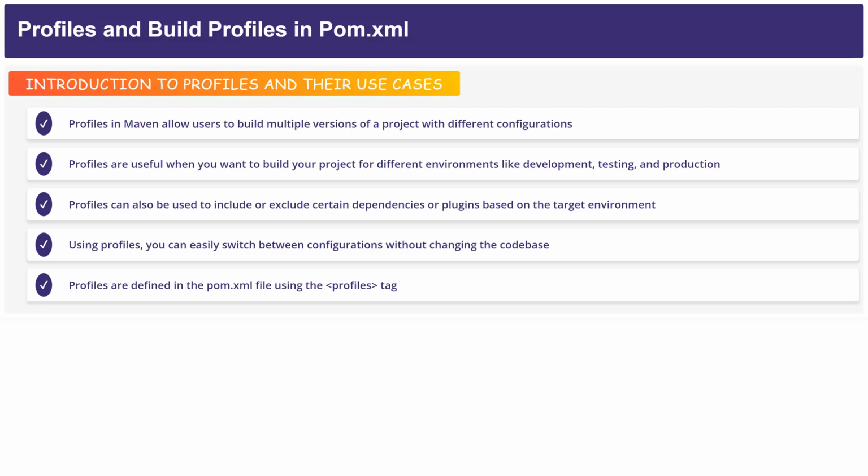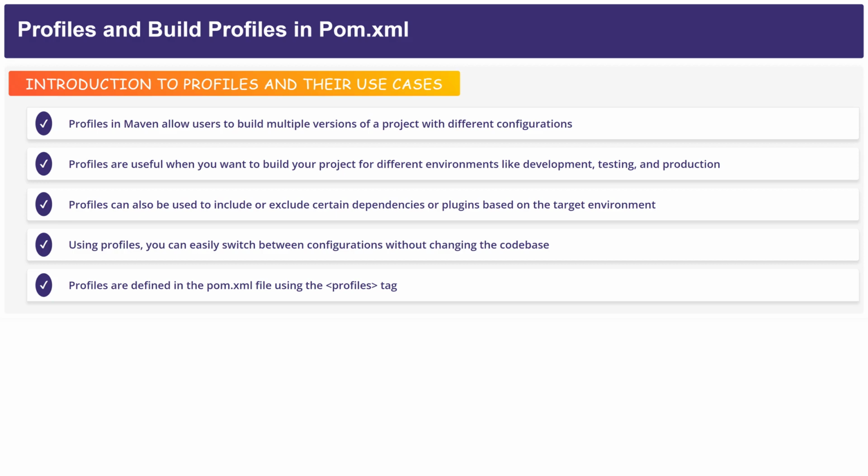In this segment, we will explore the concepts of profiles and build profiles in pom.xml. Profiles in Maven are a powerful feature that allow developers to create and maintain multiple configurations for their projects. By using profiles, you can easily build different versions of your project with specific settings and dependencies for different environments. For example, you can have a profile for development that includes additional logging and debugging tools, and another profile for production that optimizes the code for performance.